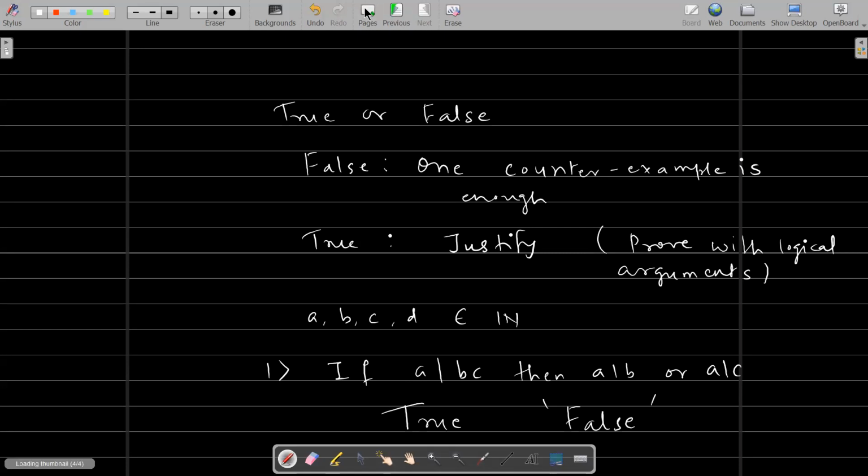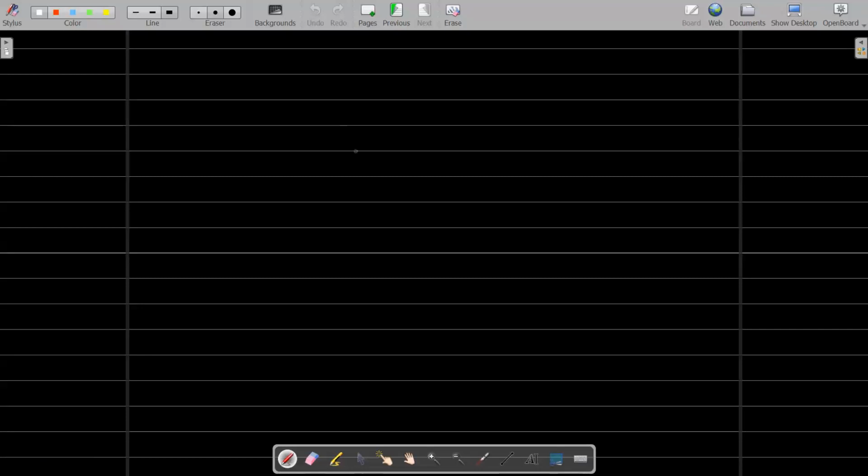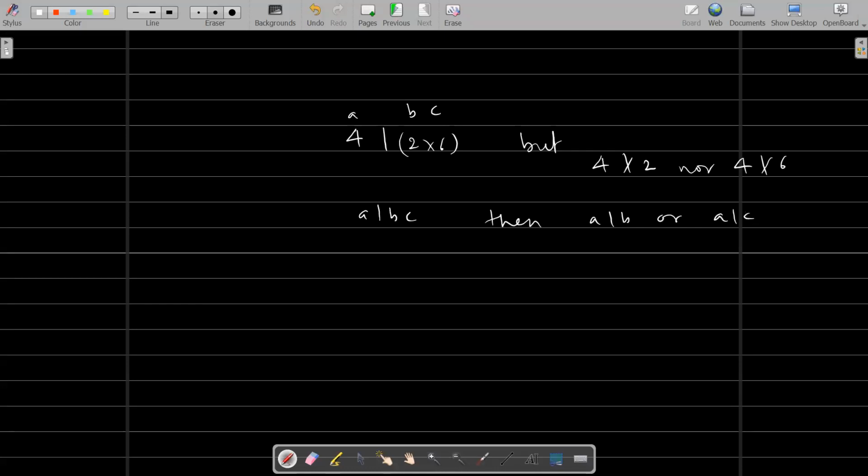Let me give some counter example. So for example, 4 divides 2 into 6, that is 12. So this is my A, and these are my B and C. So A divides BC, right? But 4 does not divide 2, nor does 4 divide 6. So the statement is: if A divides BC, then either A divides B or A divides C. Yes, Kian?